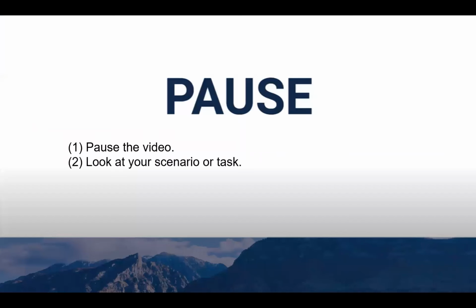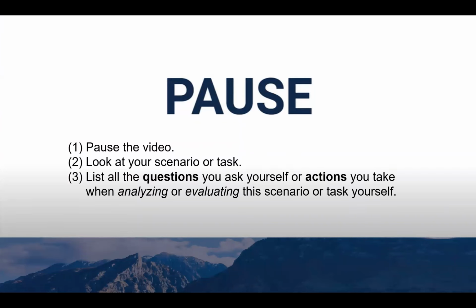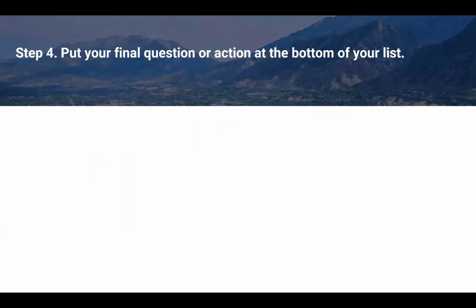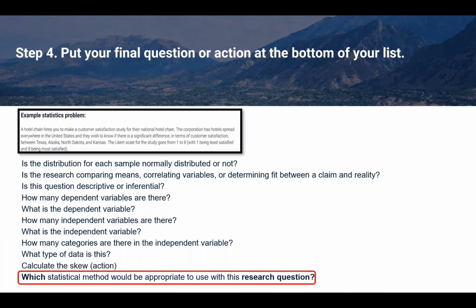Pause the video, look at your scenario or task, list all the questions you ask yourself or actions you take when analyzing or evaluating this scenario or task yourself. Step 4, put your final question or action at the bottom of your list. Here is an example of a final question. Which statistical method would be appropriate to use with this research question?